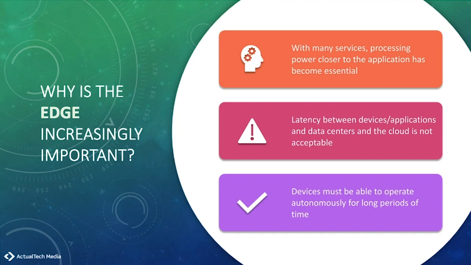As we look at the edge, we mentioned that Internet of Things devices can include things like autonomous vehicles. Well, as we start to look at a lot of services, such as the needs of autonomous vehicles, processing power closer to an application has become essential. This is not really something that's optional. And this goes to latency as well. The latency between devices and applications and data centers in the cloud is not acceptable.